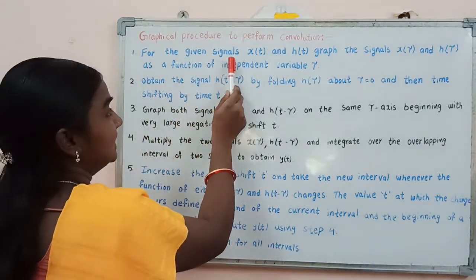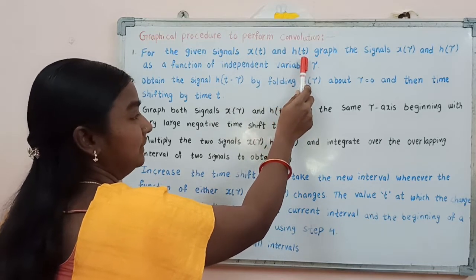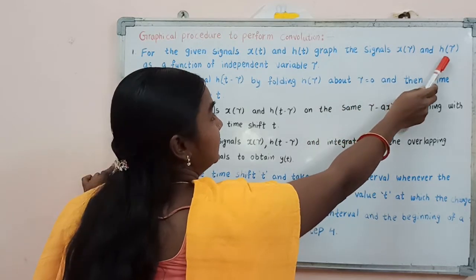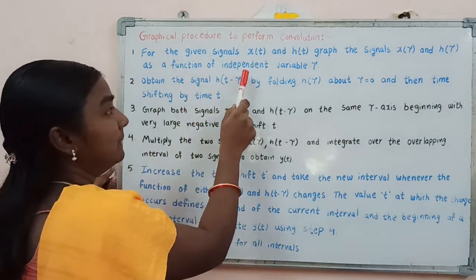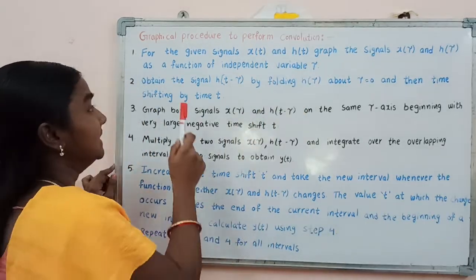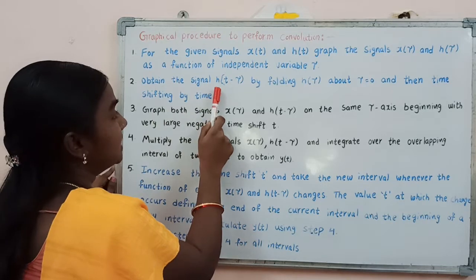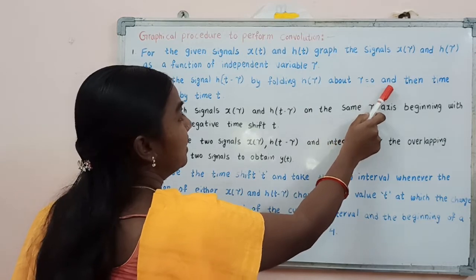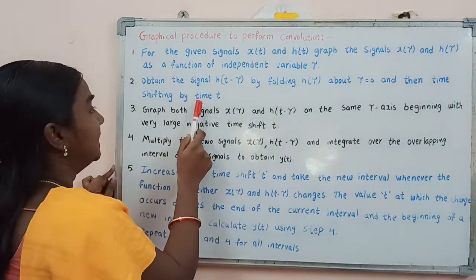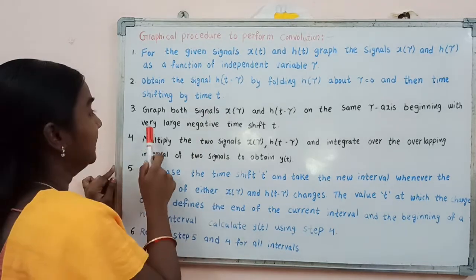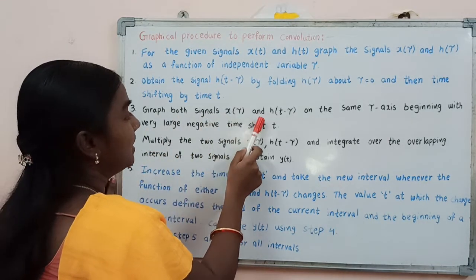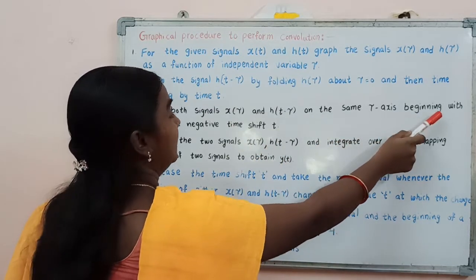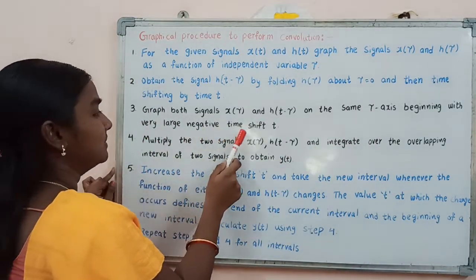Step 1: for the given signals x of t and h of t, we have to graph the signals as x of tau and h of tau as a function of the independent variable tau. Step 2: obtain the signal h of t minus tau by folding h of tau about tau equal to 0 and then time shifting by time t. Step 3: graph both the signals x of tau and h of t minus tau on the same tau axis, beginning with a very large negative time shift t.